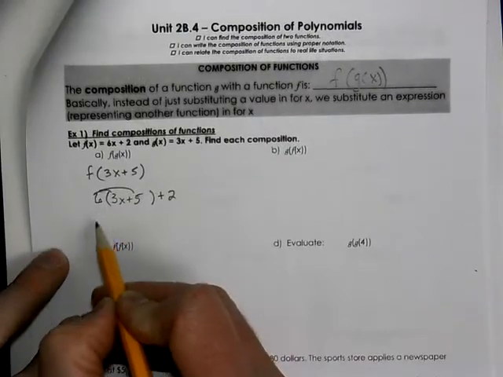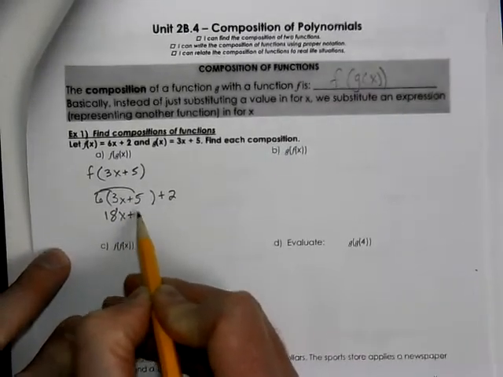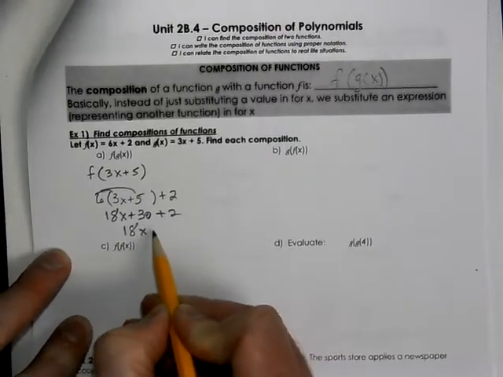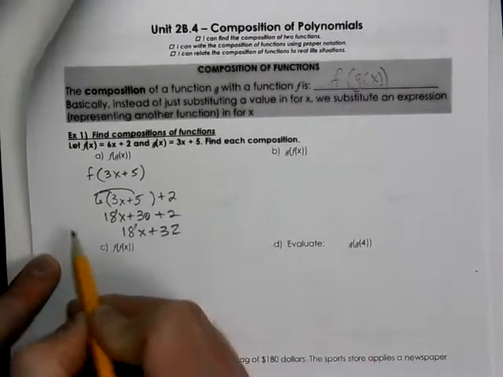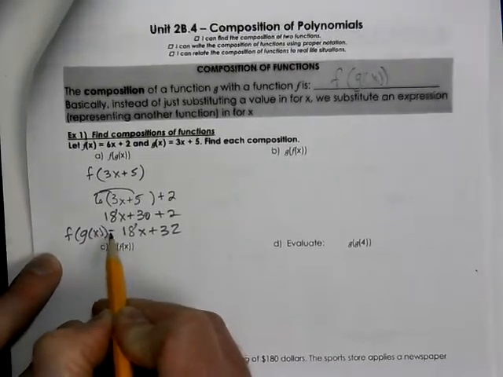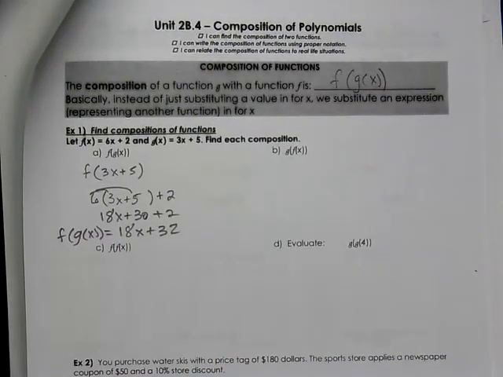Then you go back to your normal mathematics where you distribute and add 2. So f of g of x is 18x plus 32.